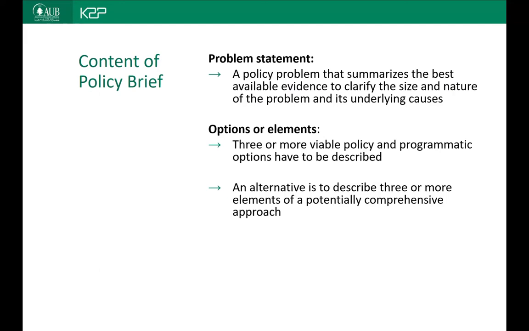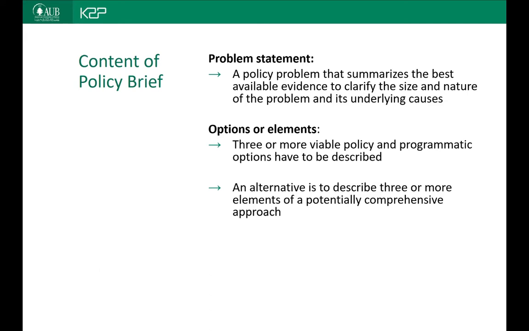Alternatively, you can describe 3 or more elements of a comprehensive approach. Here, the elements complement each other. So it's not either or. Ideally, they should be implemented together. So let's say you want to promote rational drug prescribing in your country. One of the elements could be targeting national level policies to regulate physician-pharma interaction. This can be complemented by organizational level policies requiring the implementation of clinical guidelines. And these can be complemented by professional level interventions related to the education of professionals. So in this case, the elements complement each other and they form part of a comprehensive approach.